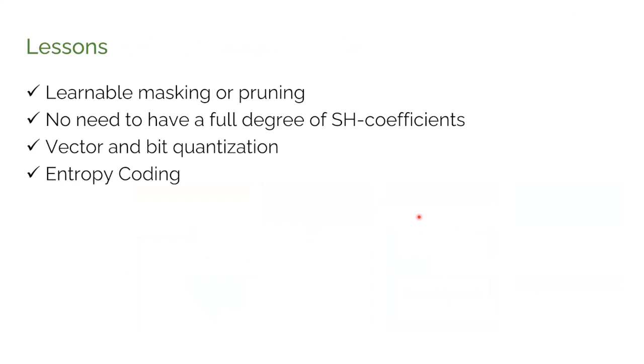So far, we have some lessons. First, learn masking or pruning. Basically, we need to know which Gaussian is important. And second, we don't have to have a full degree of the color information. That's for sure. Also, because each Gaussian is basically a high-dimensional vector, we can apply some vector or bit quantization. And finally, you can apply some entropy coding. Whenever you apply entropy coding, you can gain another 30% improvement.